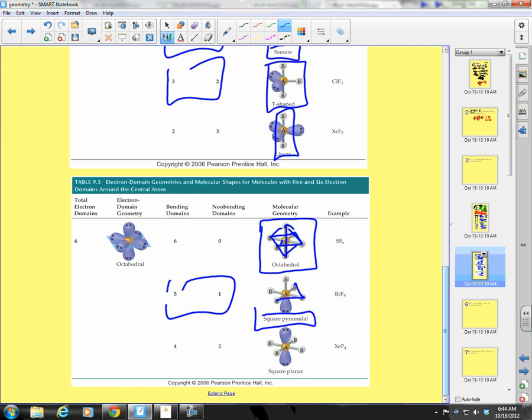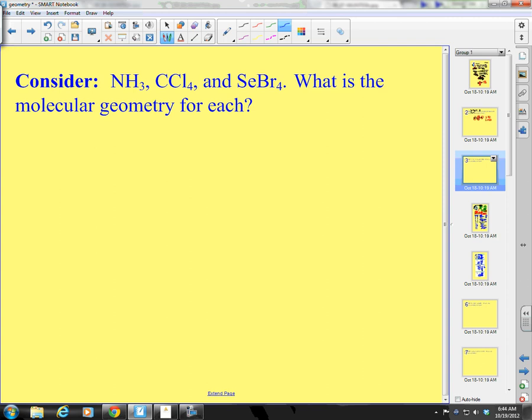I have a square base going up to 1 point. That makes it a square pyramid. And then 4, 2, that is square planar. And it's just really a square in one plane, a two-dimensional square. All right, can we answer our questions?